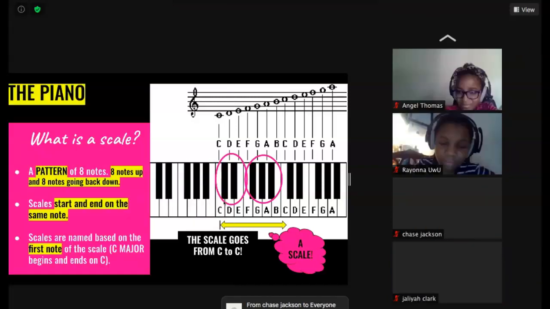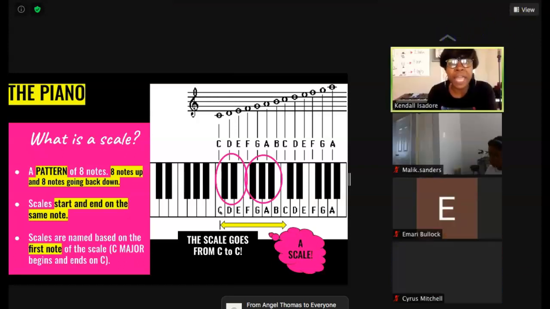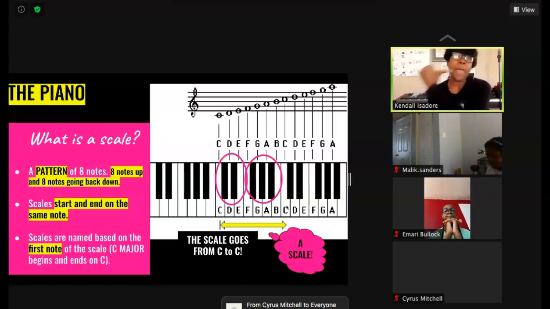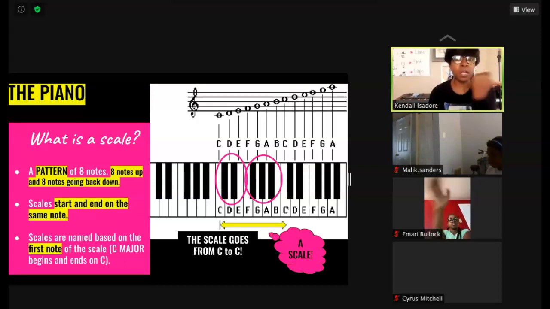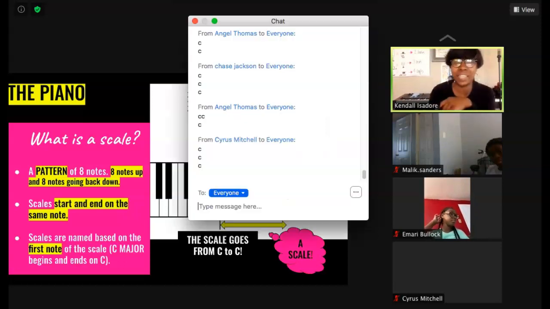Good, y'all. So this is a fake keyboard on the screen right now, but if I was really playing it, this is how I would go. I would start with C and count to 8. 1, 2, 3, 4, 5, 6, 7, 8. And what note did I stop on? C, right? Then I'm going to go backwards. I'm going to go reverse. C, B, A, G, F, E, D, C. And when I add all that up, 8 up and 8 down, that's 16 notes.